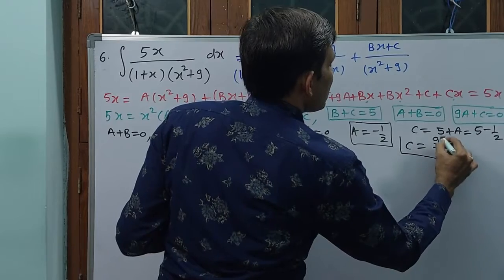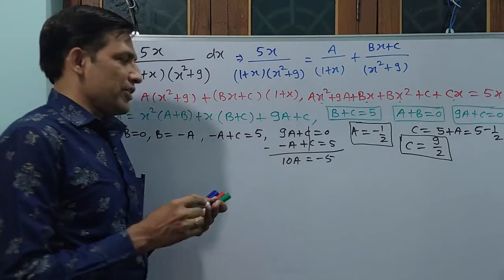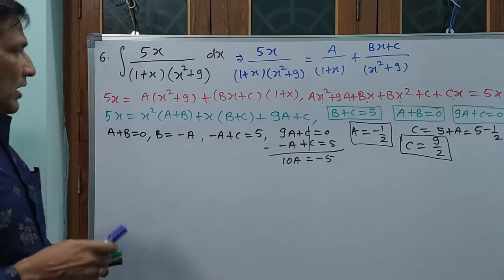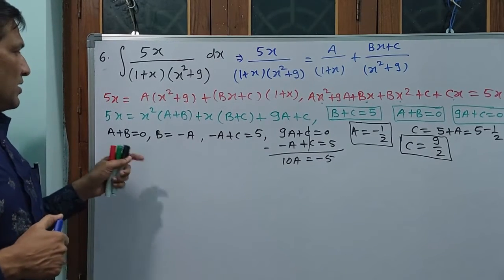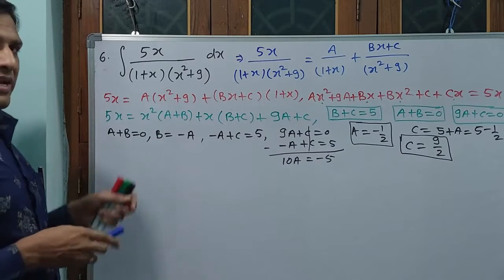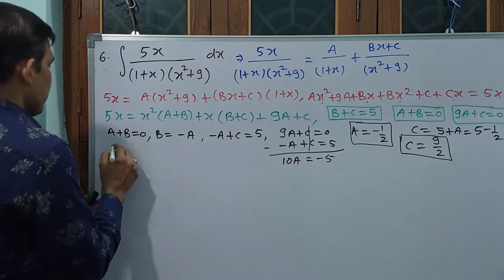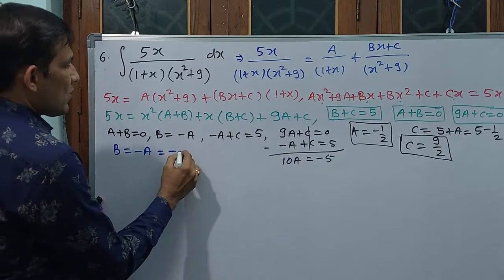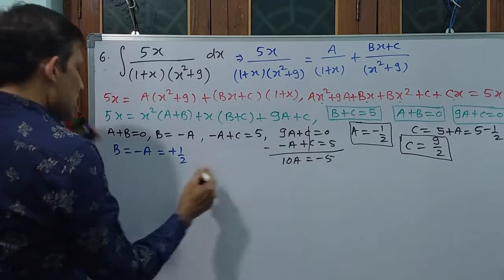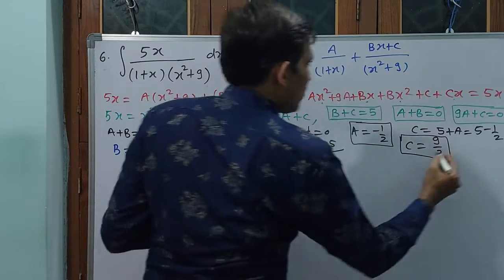Again you box this. Why? Because you have got two values, C and A. Now third value you require. Now B you require. B easily you can get. Why? Because B is equal to minus A. Write down. B is equal to minus A. That is equal to minus of minus 1 by 2, plus 1 by 2. That means B is equal to 1 by 2.